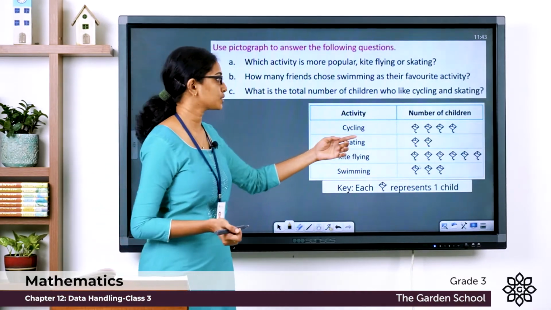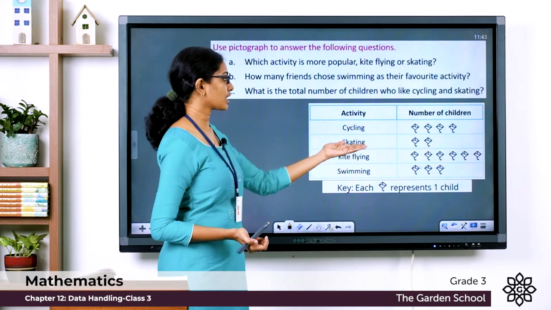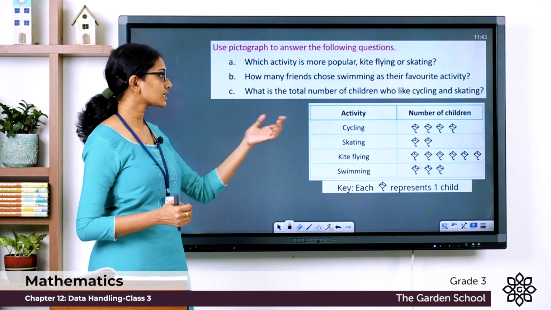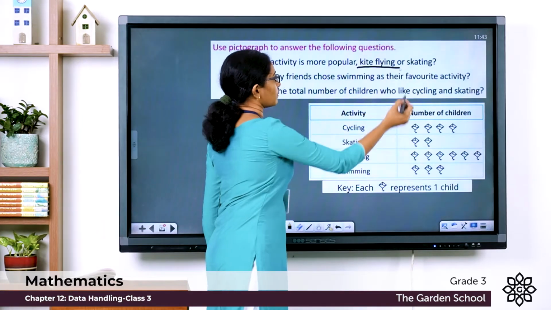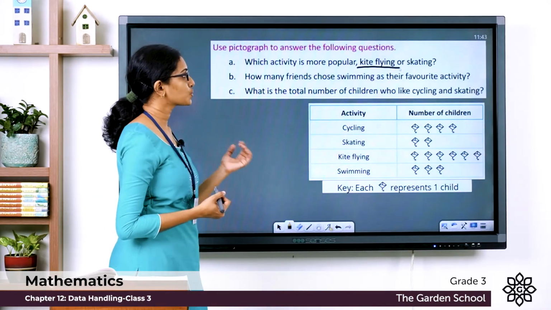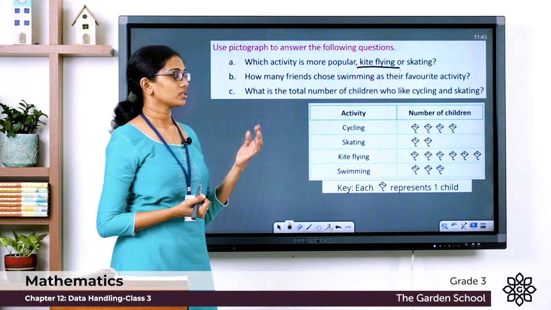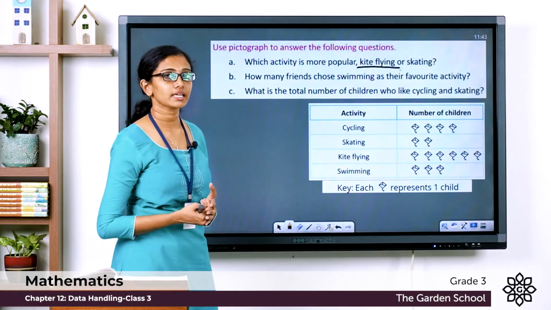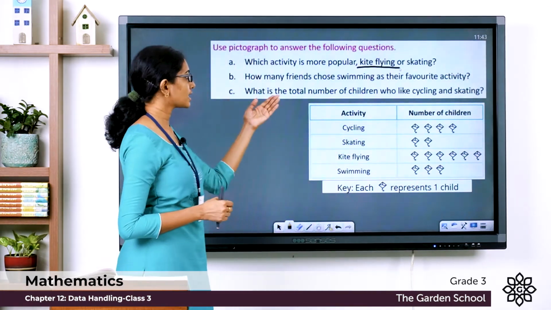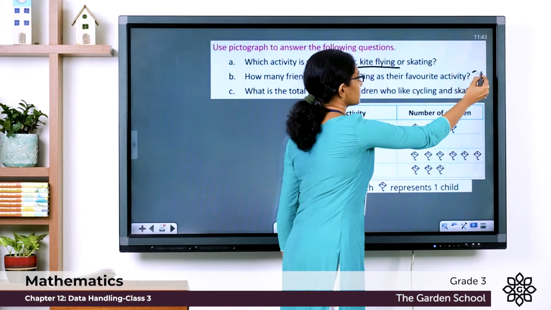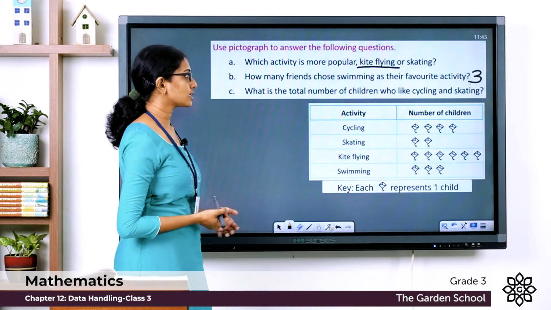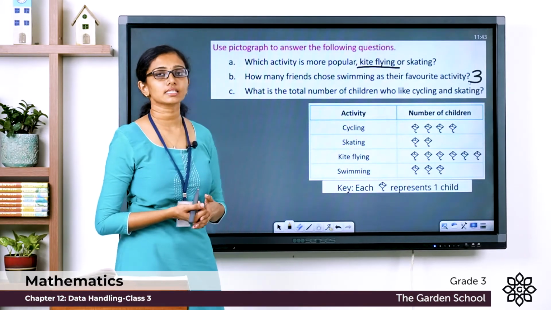Skating is the favorite activity of only 2 children, whereas kite flying is the favorite activity of 6 children. So which is more popular? It is kite flying. Now, how many friends chose swimming as their favorite activity? The number of children who like swimming is 3. So here the answer is 3. Now see, what is the total number of children who like cycling and skating?